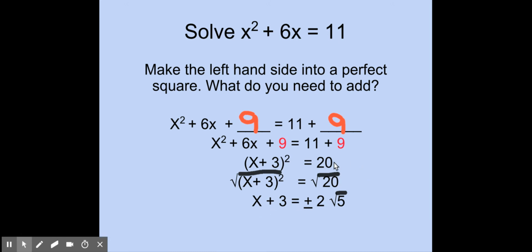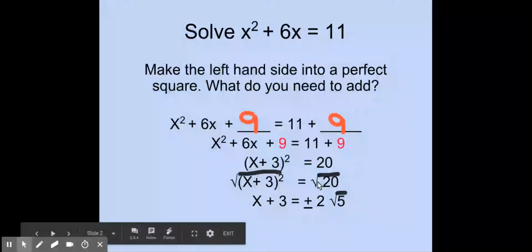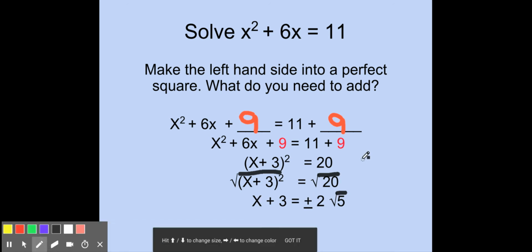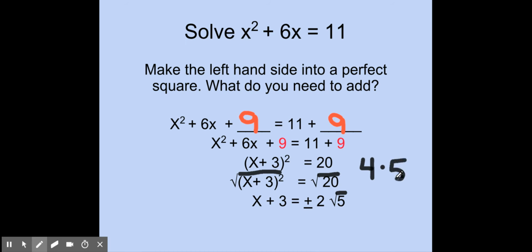Now on this side, square root of 20, it combines to 4 times 5. So this is still underneath the square root. So square root of 4 becomes 2. Square root of 5 stays square root of 5. But if we remember, we also have a positive or a negative. So it could be either one.